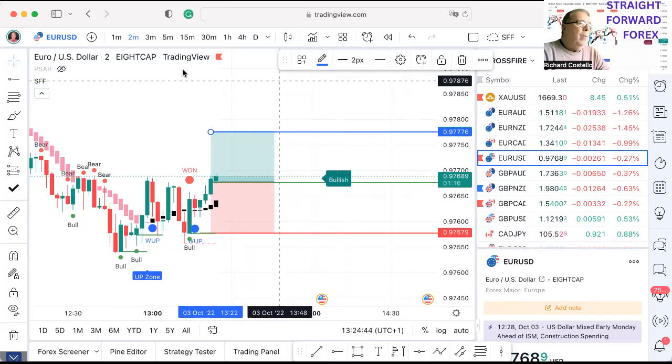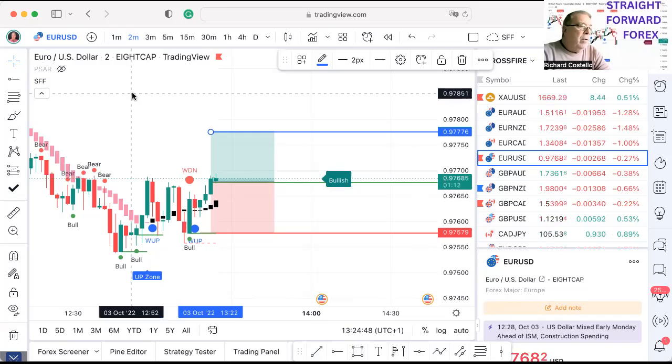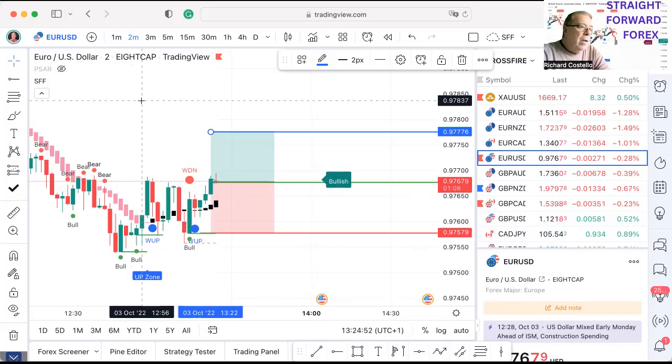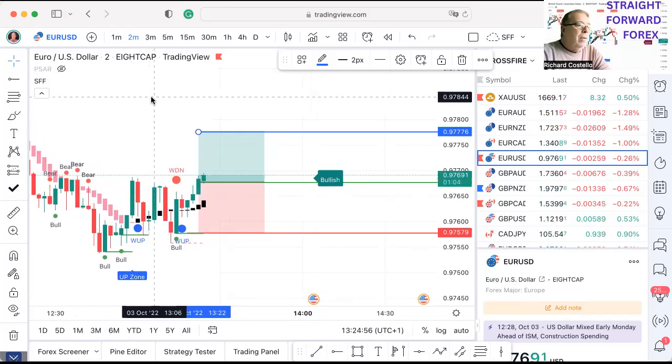Now bear in mind that I'm working on the 2-minute chart. I have to say that this strategy works on any time frame. It works on any pair. So we're doing a lot of testing on higher time frames, but I'm assured that the strategy definitely works with all time frames.